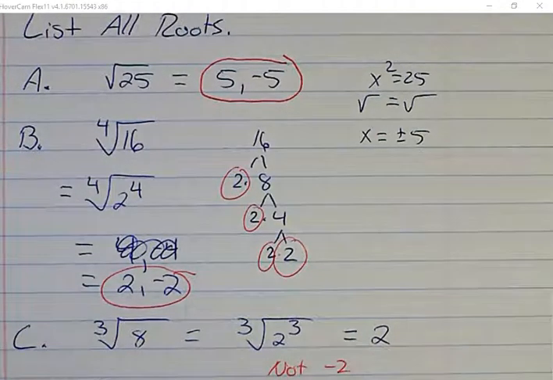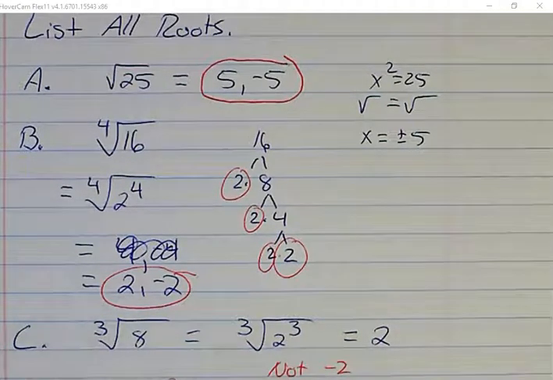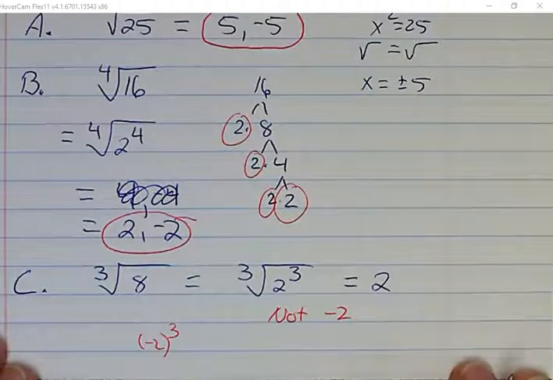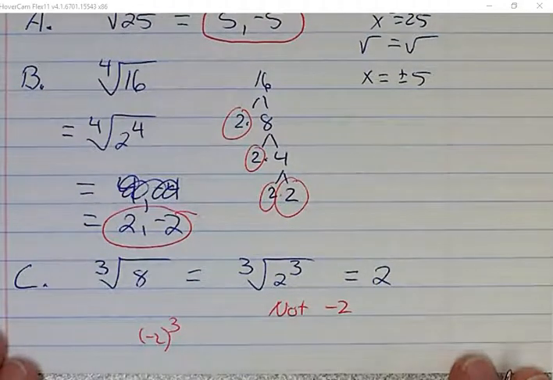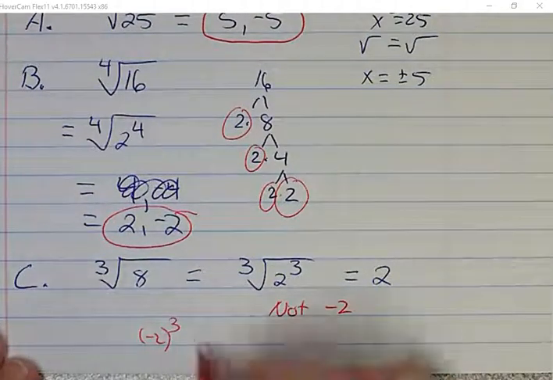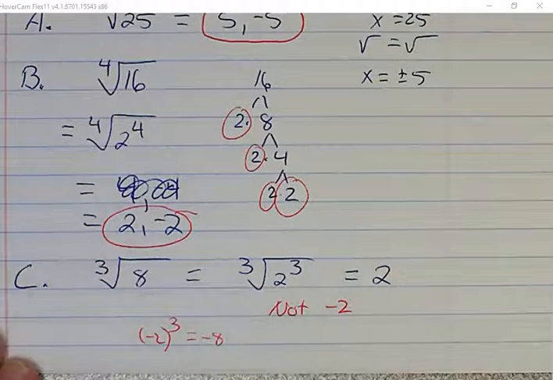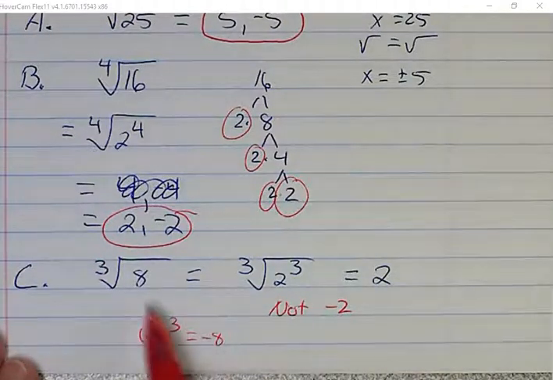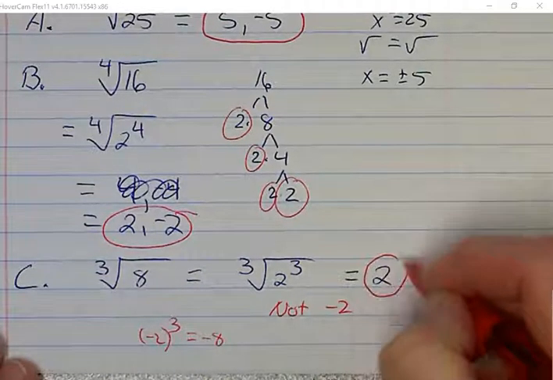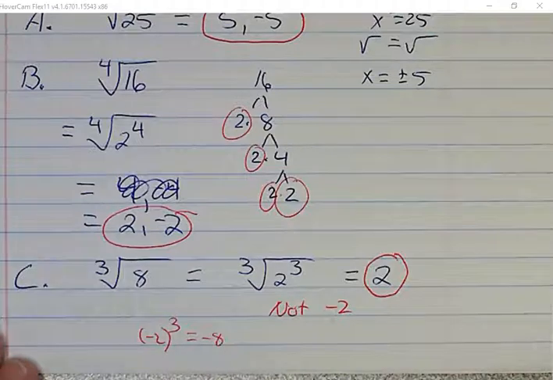But this one's not going to be negative 2, because what happens if you did negative 2 to the third power? What answer would you get if you did negative 2 to the third power? You get negative 8, right, instead of positive 8. So this answer needs to be a positive 8. The only way you can get positive 8 is to have just the 2. So it's not negative 2. So we've got to take that part out.